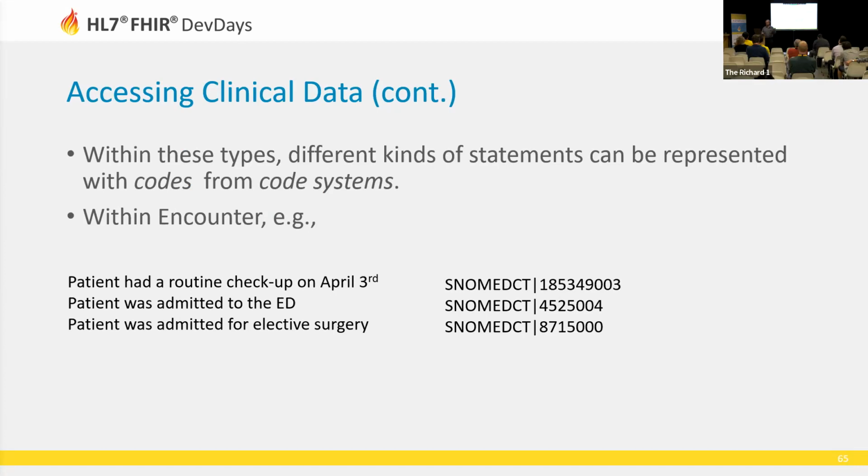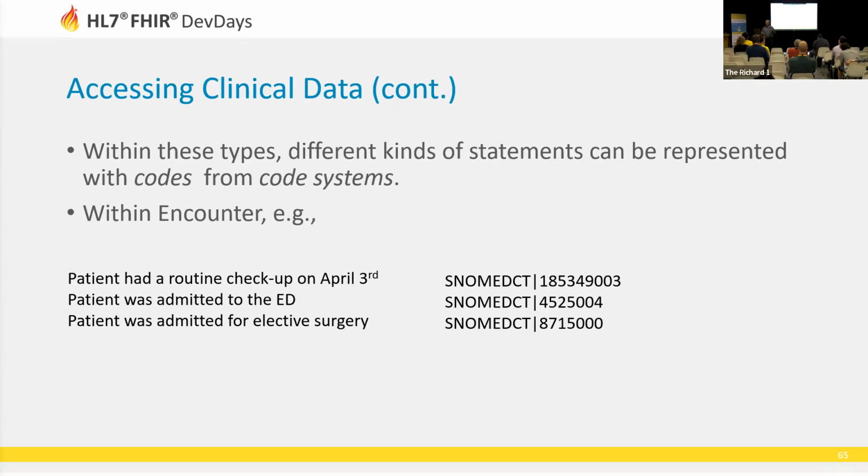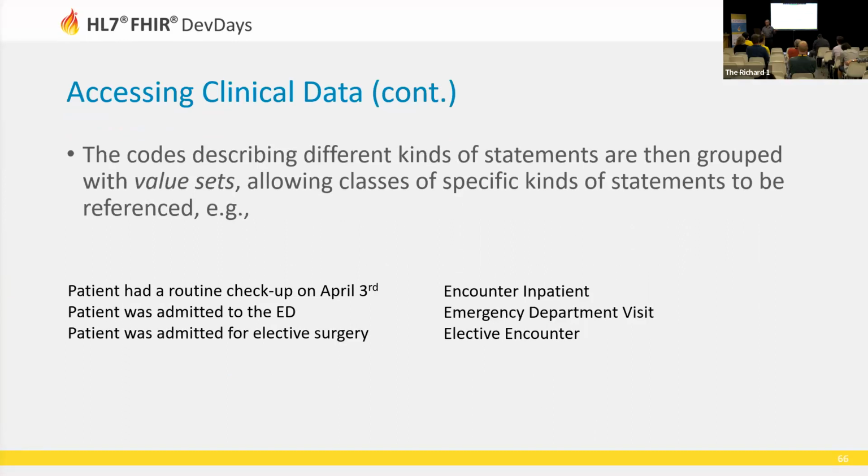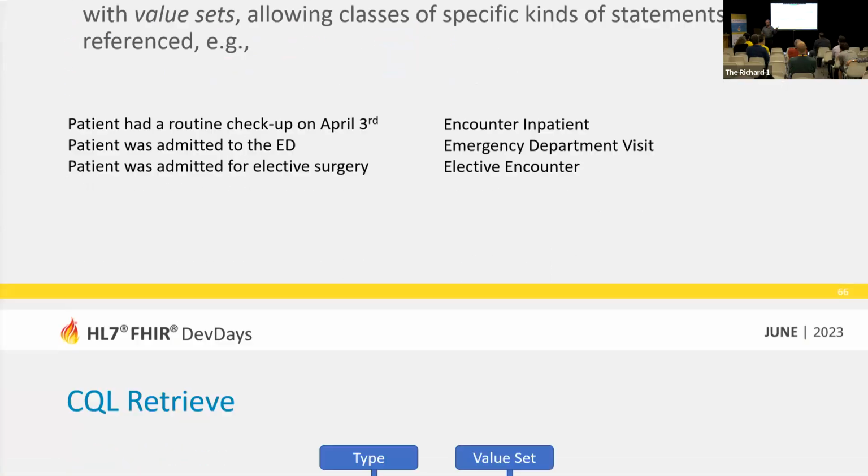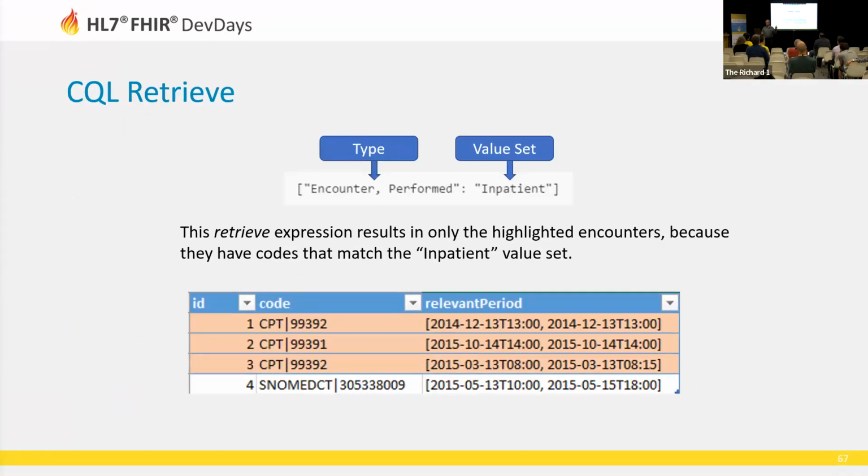So with an encounter, for example, you had a patient had a routine checkup, or the patient was admitted to the ED. Those codes describing different kinds of statements can then be grouped into value sets. So a patient had a routine checkup, there's typically 10 or 15 values that mean routine checkup for what I care about, right? And so I typically bundle those into a value set, and then I use the terminology target of the retrieve to say, give me encounters in the inpatient value set. And that retrieve results only in the highlighted encounters because they have codes that match the inpatient value set. So the retrieve is like a where on the primary code path of that type.